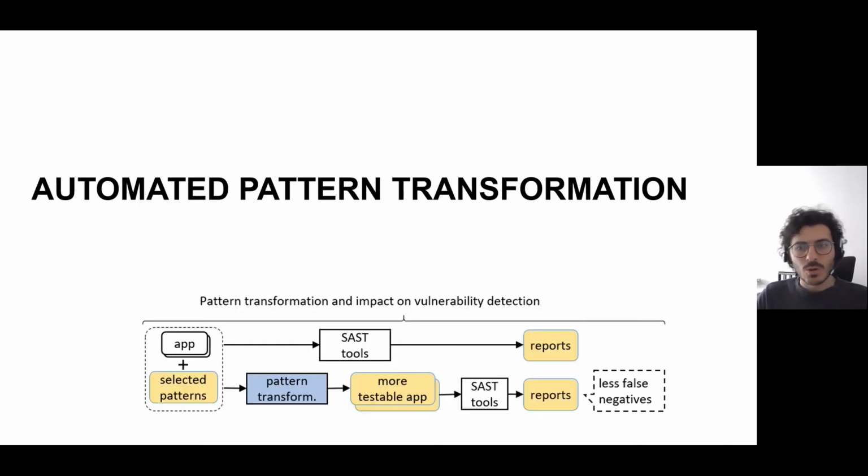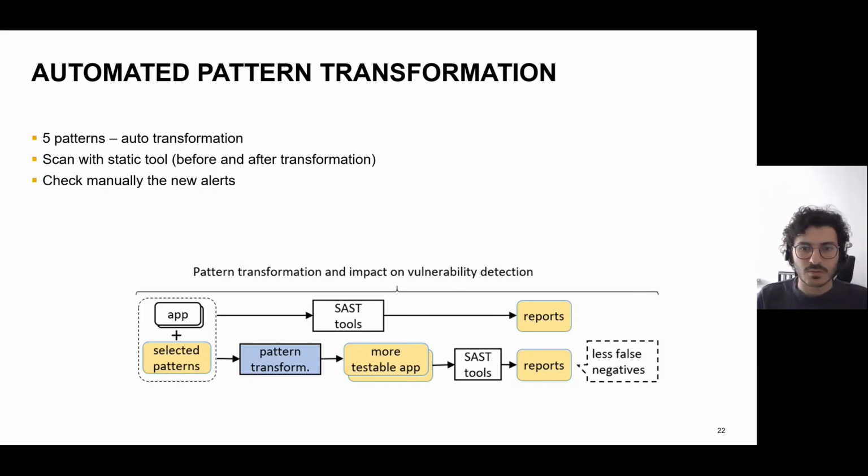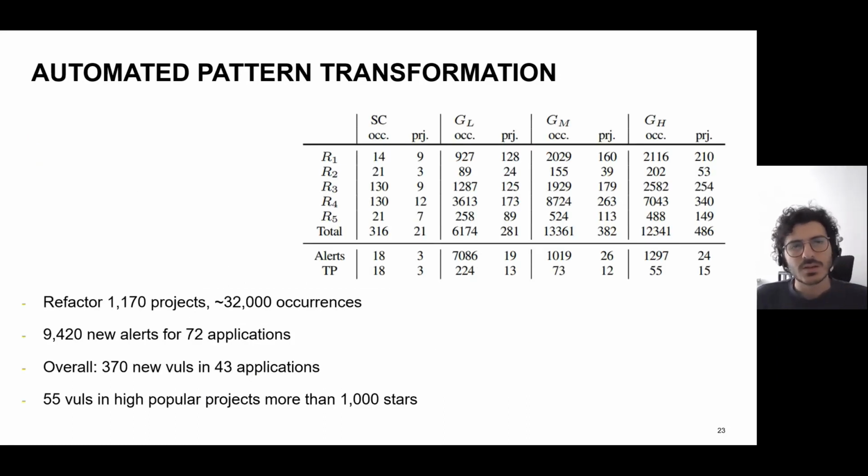That was the manual transformation. For the automated transformation, we choose 5 testability targets and we apply the transformations for them automatically. We run the static tools before and after the transformation, and then we check the new alerts manually. In this table, we can see that for each pattern transformation, we have 5 transformations, from R1 to R5, their occurrence, and the number of projects that have these patterns in each set in our dataset. And here we can see the number of alerts and the number of true positives out of these alerts.